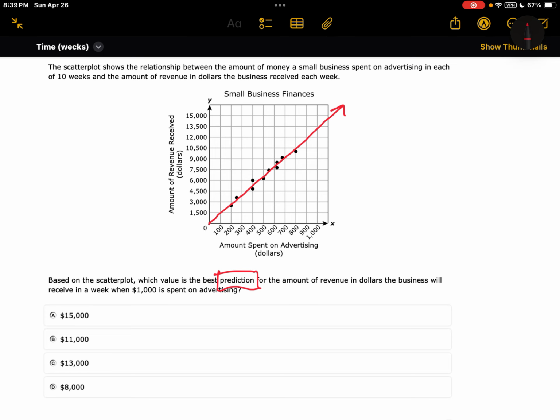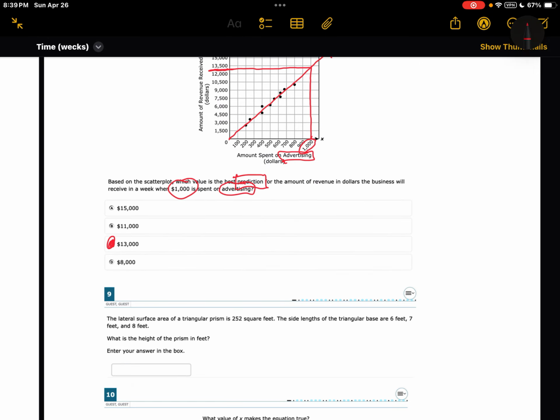All right, anyways. So make a prediction when we spend 1,000 on advertising. Here's advertising down here. So I go to 1,000. I go all the way up. My answer is going to be somewhere around here, and that would be around 13,000.